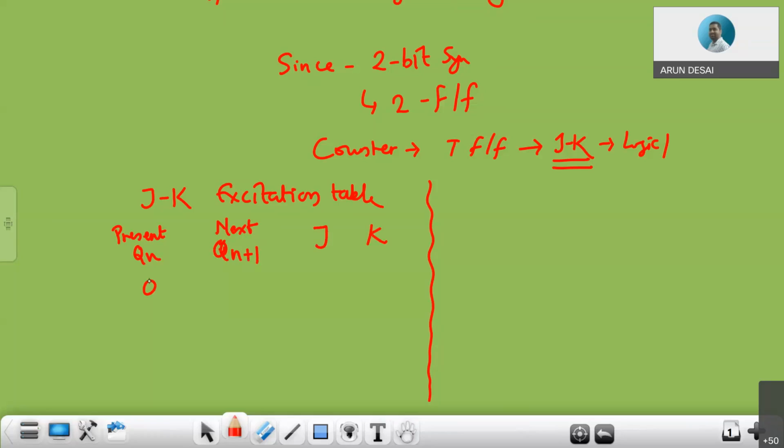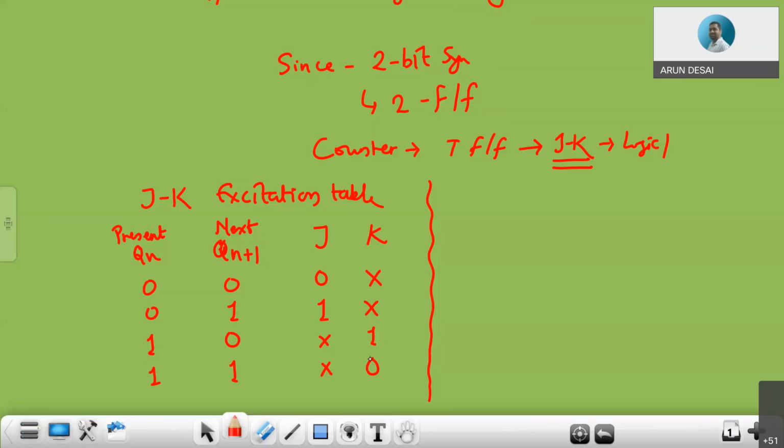So we know the excitation table. We have gone through how we draw the excitation tables for flip-flops. So this is basically my excitation table for the JK flip-flop. We are using the JK flip-flop, and we have the excitation table with us on screen.